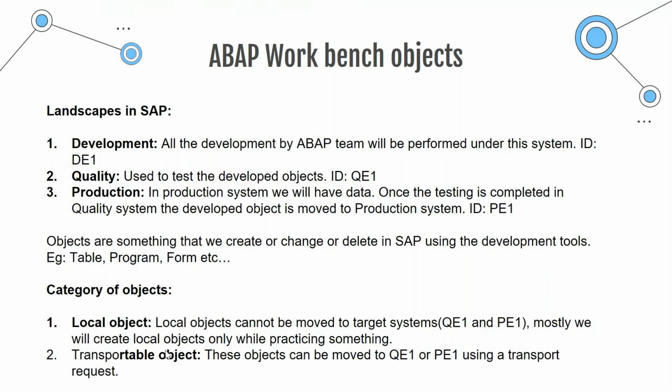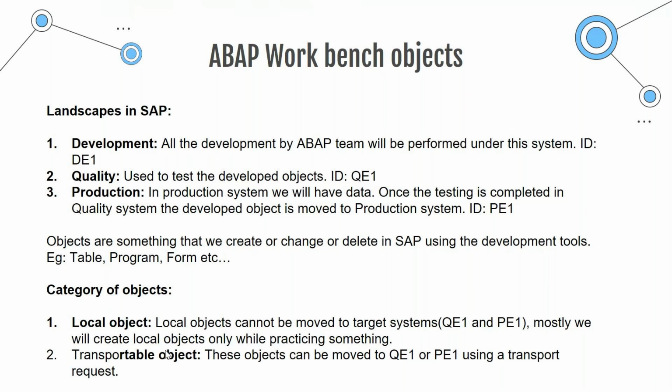Okay. Then landscapes in SAP. So no matter which project you get into, which region it is, implementation, support, rollout, upgrade, whatever the project is, every single project will have a minimum of three landscapes: development, quality, production. Development means all the development work, as an ABAPer. When I say development work, it could be creating, changing, deleting. Creating an object, deleting an object, changing an object, all this comes under development.